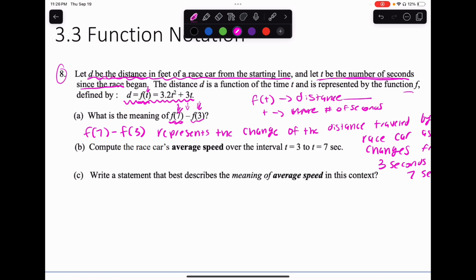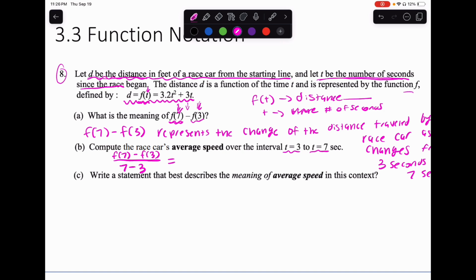So for part B, compute the race car's average speed over the interval t equals 3 to t equals 7. The main point I want to make here is how to write average speed using function notation. The change in the distance, we already know, is represented by f of 7 minus f of 3, and our change in time is just 7 minus 3. So that's how you'd represent the average speed using function notation.